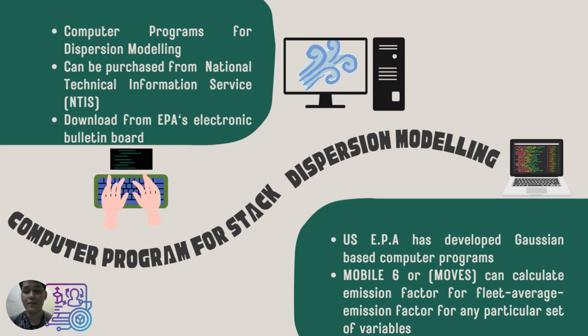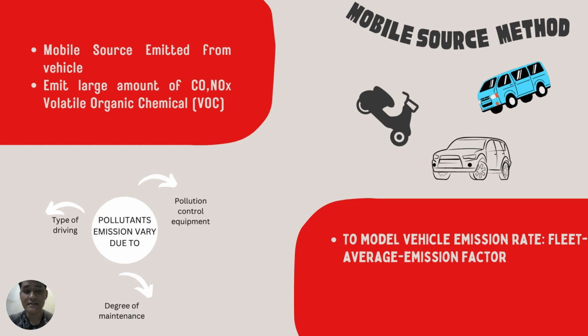In stack dispersion modeling, there are computer programs for us to calculate stack dispersion using software. Computer programs for dispersion modeling can be purchased from the National Technical Information Service (NTIS). They can be downloaded from the EPA's Electronic Bulletin Board. The US EPA has developed a Gaussian-based computer program. For example, MOBILE 6 or MOVES can calculate the fleet average emission factor for any particular set of variables. Moving on, we have the mobile source method.